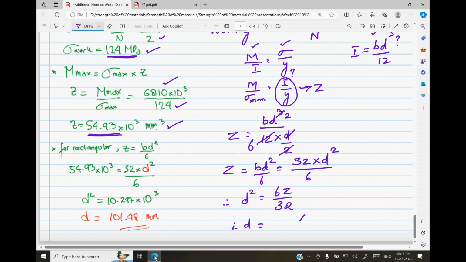D square will be equal to how much? D square is 6 into Z. Z is 54.93 into 10 cube. So 54.93 into 10 cube multiplied by 6 divided by 32 under the square root. When you make the calculation, what is the value of D? It is coming at 101.48 millimeter.